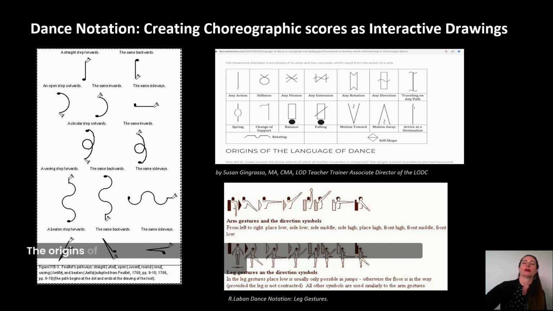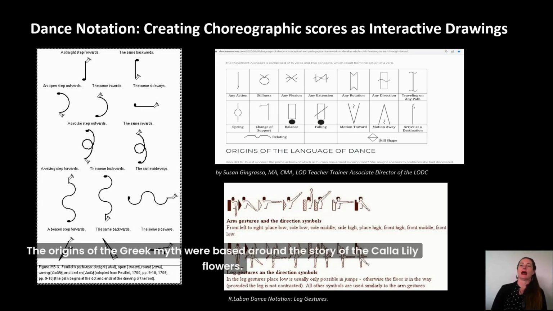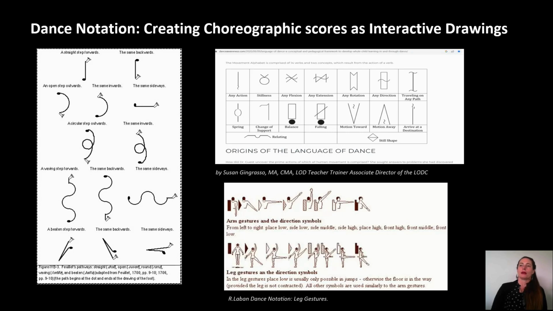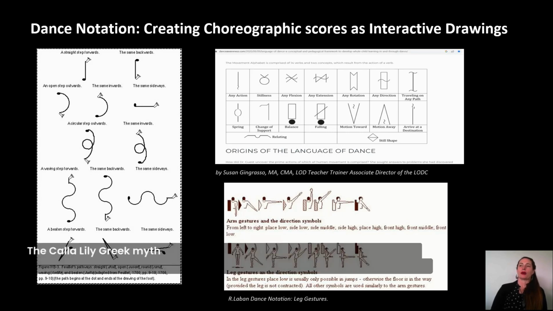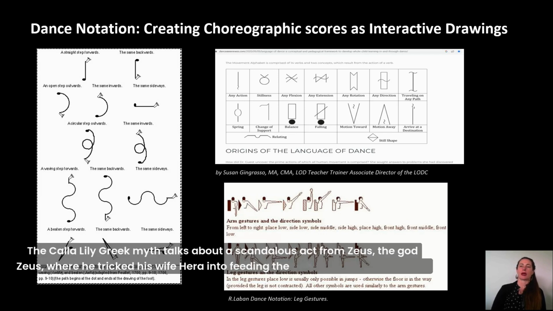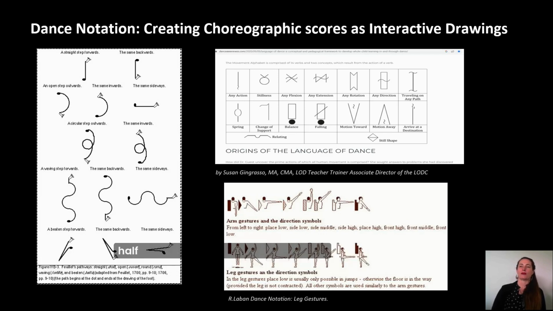The origins of the Greek myth were based around the story of the kala lily flowers. The kala lily Greek myth talks about a scandalous act from the god Zeus, where he tricked his wife Hera into feeding the baby Hercules, who was half god and half human.